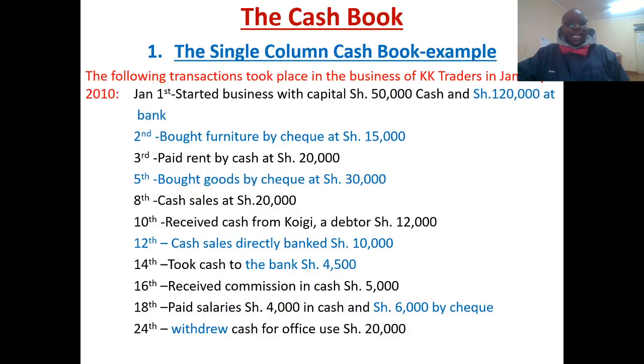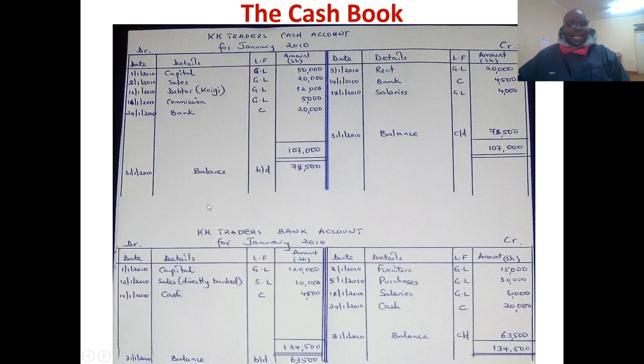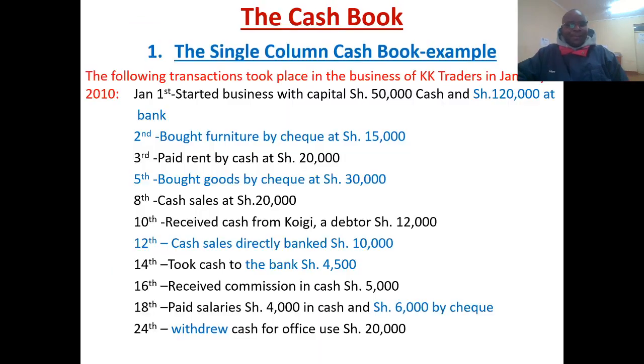On 12th, cash sales directly banked. This money was deposited in the bank account of KK Traders in cash. That will appear in the bank account, 10,000 on the debit side because the money was directly banked by the buyers.